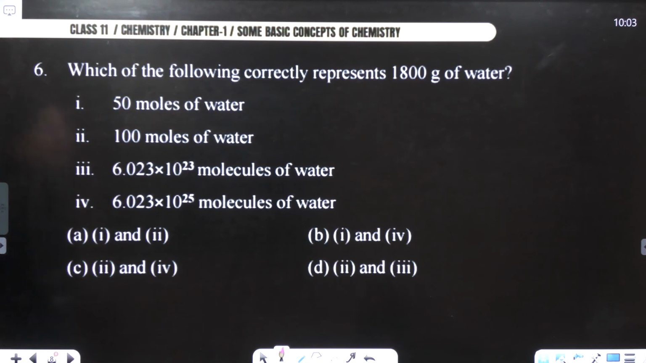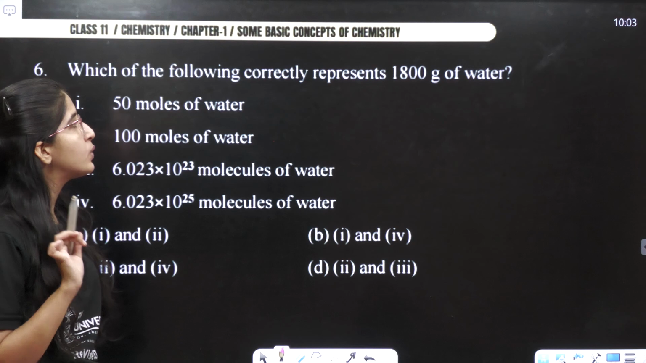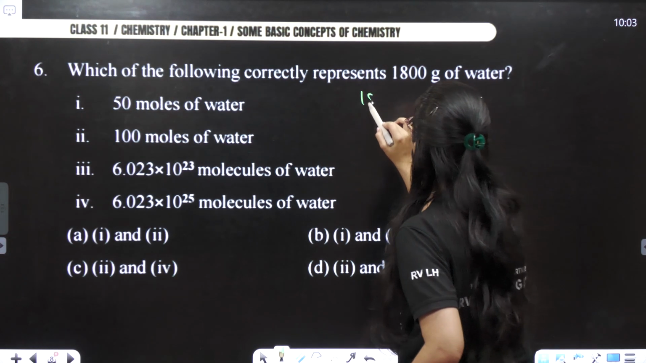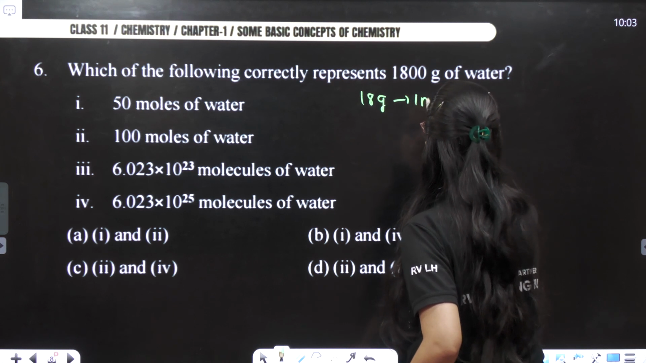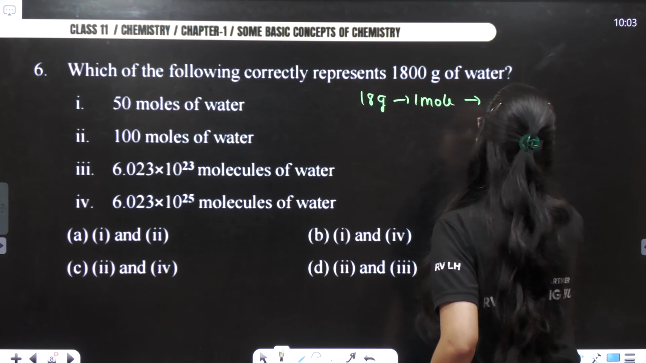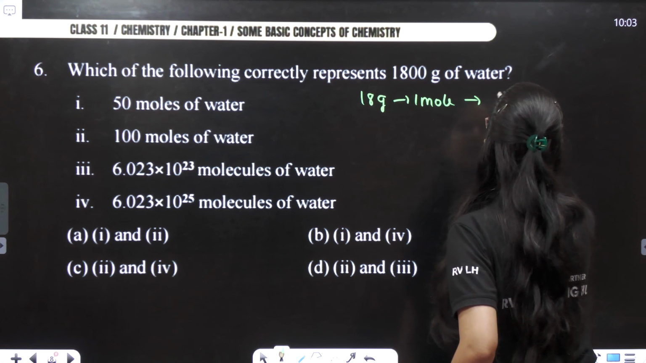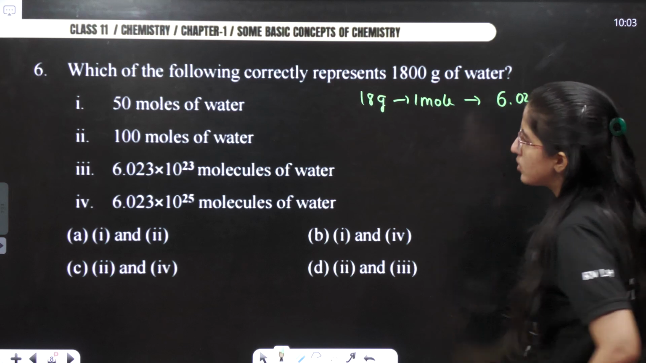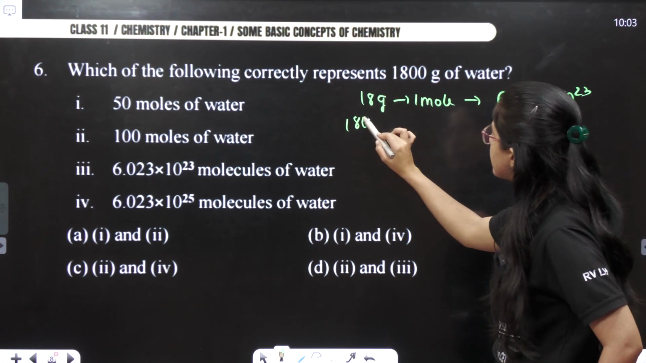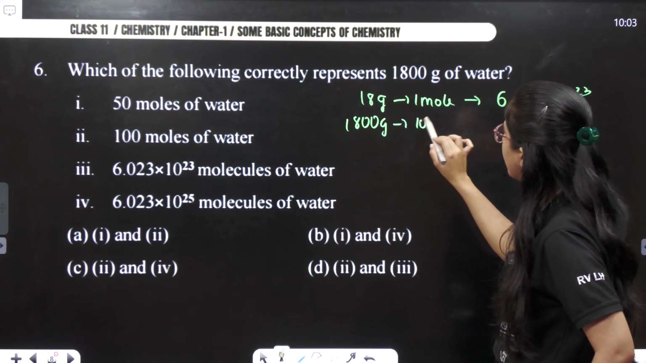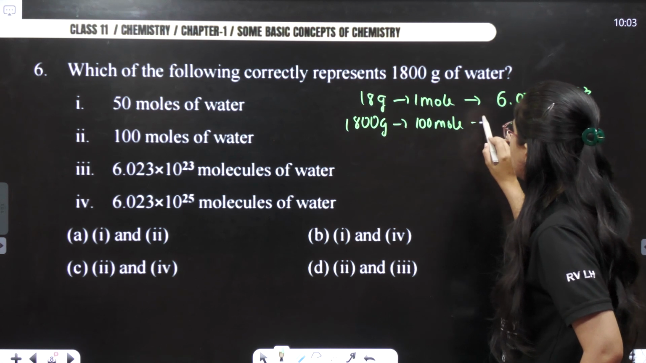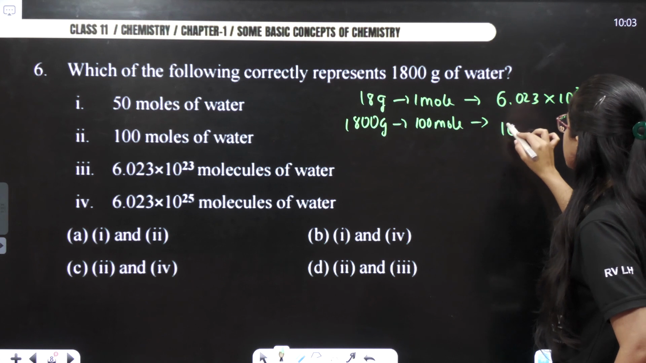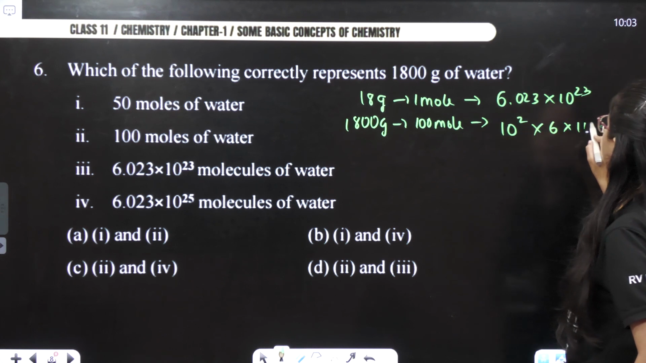Next question. Which of the following correctly represents 1800 gram of water, they have asked. So see, you know that 18 gram of water consists of 1 mole of water. So this contains Avogadro's number, NA, of water molecules, 6.023 into 10 raised to 23 molecules. Now 1800 grams of water they have given, obviously it is equal to 100 moles. And if it is equal to 100 moles, then how many molecules will be there? Number of moles, 10 raised to 2, into Avogadro's number.